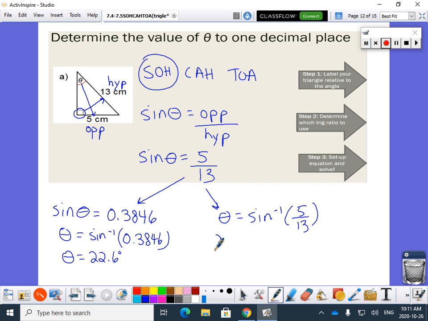Whatever you prefer, you're going to get the exact same answer. You could have typed in shift or second, sine, and then 5 divided by 13 and got 22.6, or you could have put the 5 divided by 13 into a decimal and then did your shift or second, sine, and then the decimal. Questions? Pretty straightforward? Wonderful.